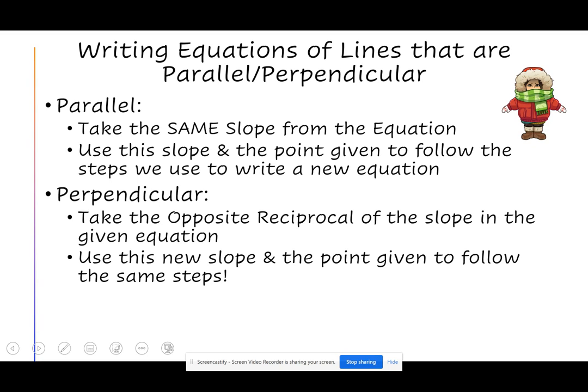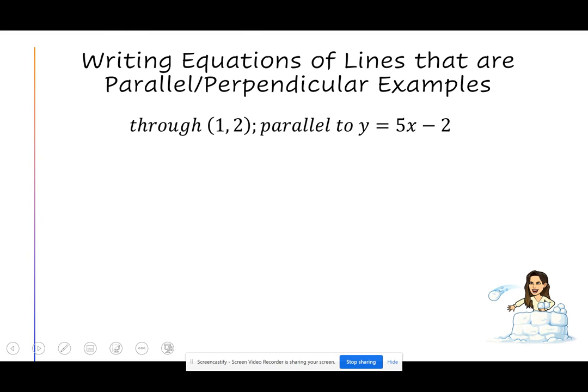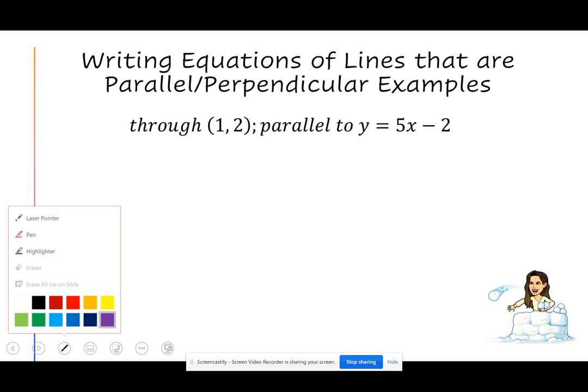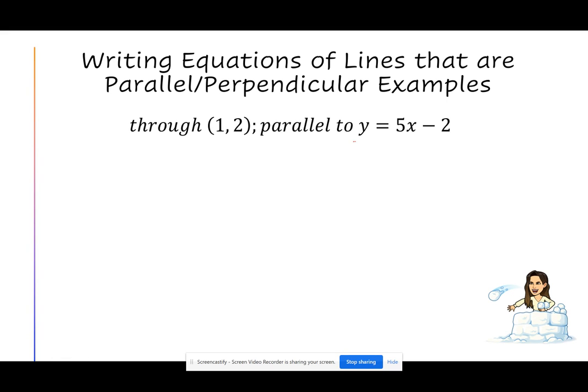We're also going to write equations that are parallel and perpendicular to other lines. So for example, if we want to write an equation of a line through the point (1, 2) that's parallel to the line y equals 5x minus 2, the first thing you're going to do is take your slope from this line. The slope here is 5. And since we want a line parallel, parallel has the exact same slope. We're going to use that slope and this point. And now it's writing equations just like we've been doing when you're given a point and a slope.